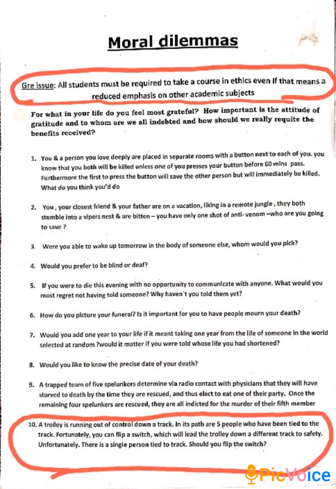Issue prompt in GRE means an essay topic. The topic is: all students must be required to take a course in ethics, even if that means a reduced emphasis on other academic subjects.